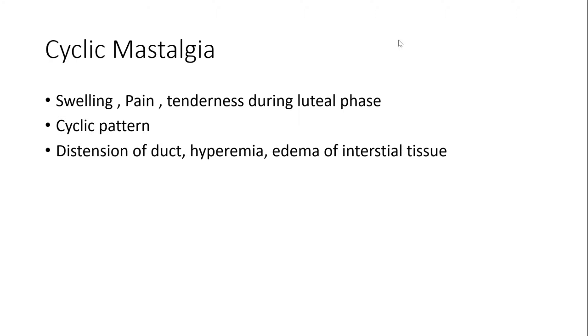Cyclic mastalgia. Here the patient will complain of swelling, pain and tenderness, usually 10 days preceding menstruation, that is in the luteal phase of the menstrual cycle. Most commonly, it is found in premenopausal women. The location of the pain is usually bilateral, in the upper outer quadrant. There is distension of ducts, hyperemia, and edema of the interstitial tissue.